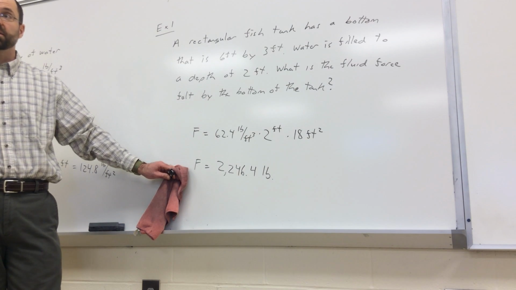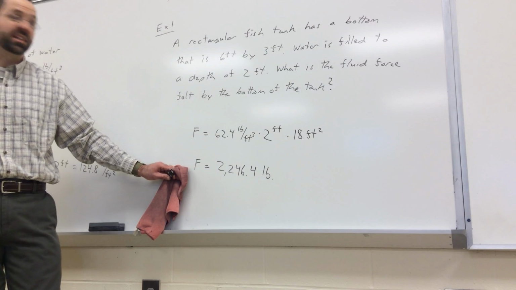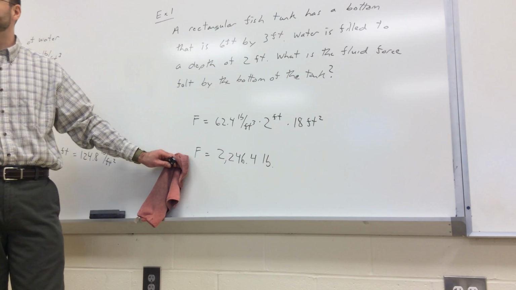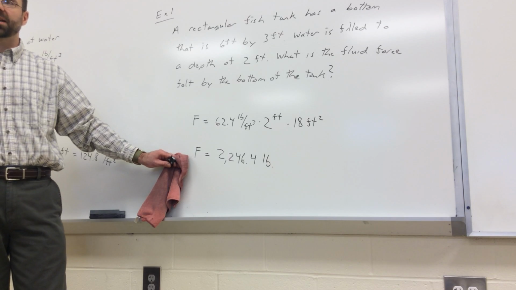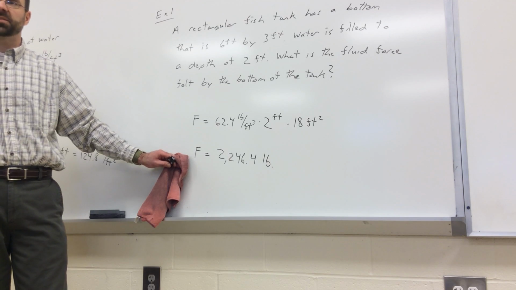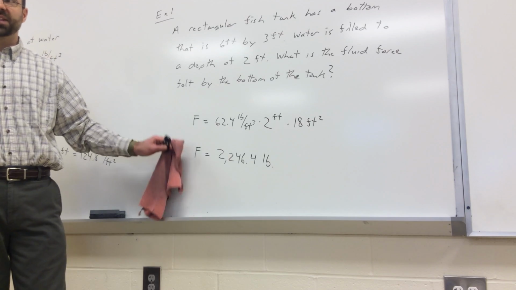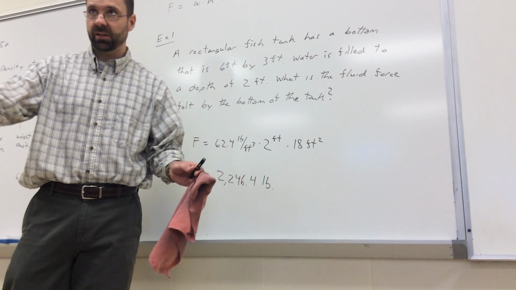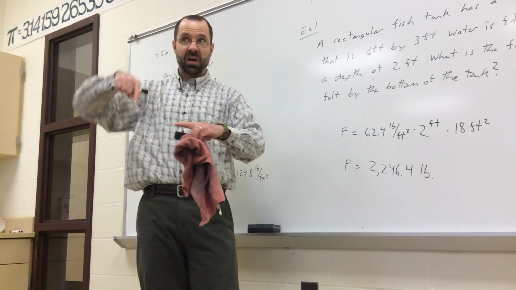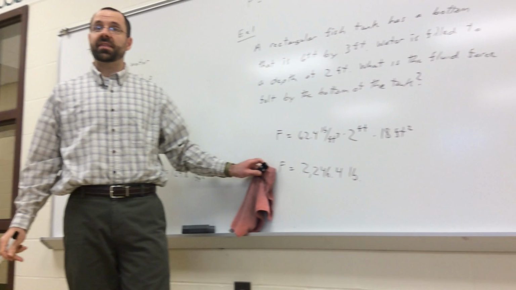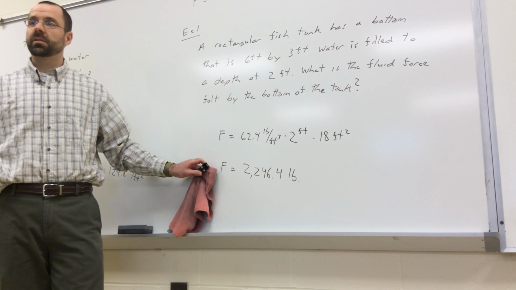That's a ton of weight. Literally a ton, right? There's 2,000 pounds in a ton. And also, it seems like a lot. It's not that big of a fish tank, 6 by 3. The water's only 2 feet deep. But the bottom of the tank has to withstand that many pounds of force.